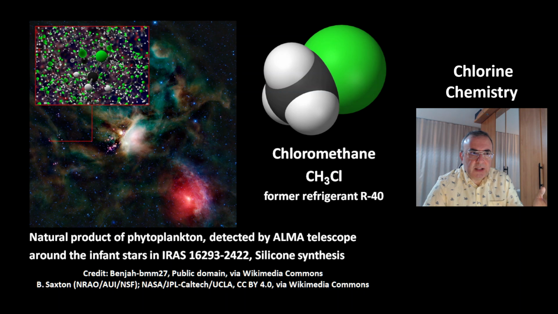This is one of the products, chloromethane, CH3Cl. It is the former refrigerant R40. It is another natural product of phytoplankton. And this compound was detected by the ALMA telescope, that's the Atacama Large Millimeter Array Telescope in Chile, around infant stars in IRAS 16293-2422. This compound is important because it is used for the synthesis of silicone.